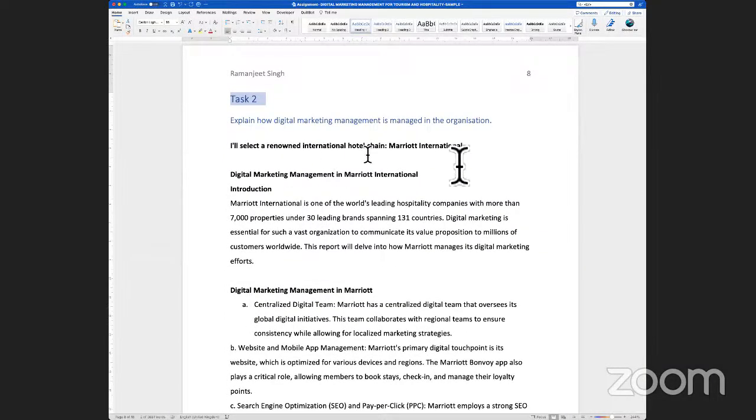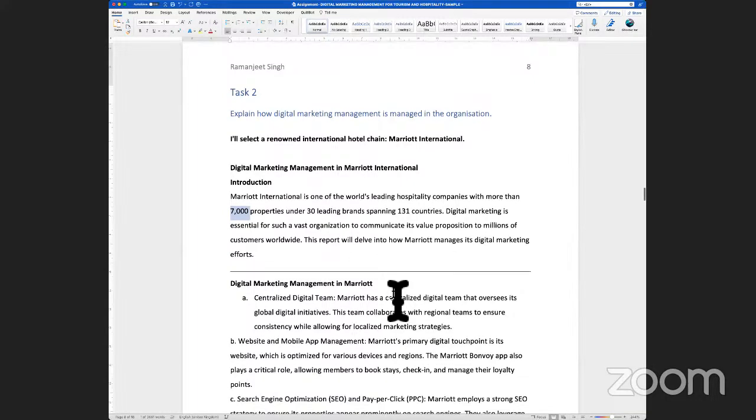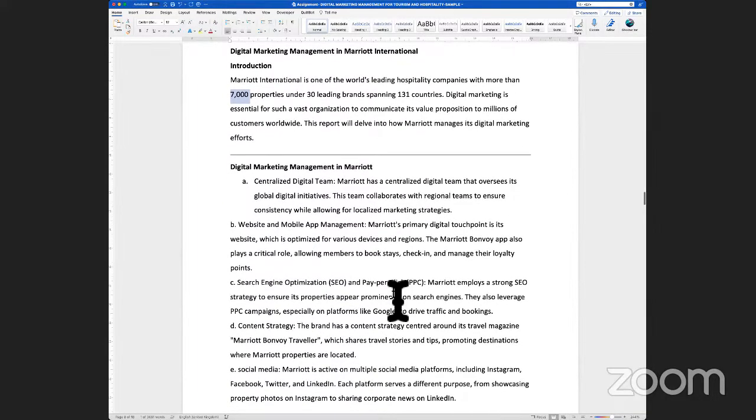So first, I've chosen Marriott International, and I've just given a bit of an introduction. So they have 7,000 properties. Marriott International also owns a lot of brands of hotels, so they are either in co-branding or they are essentially in different names. They have a total of 7,000 hotels spanning 131 countries, and they include 30 brands.